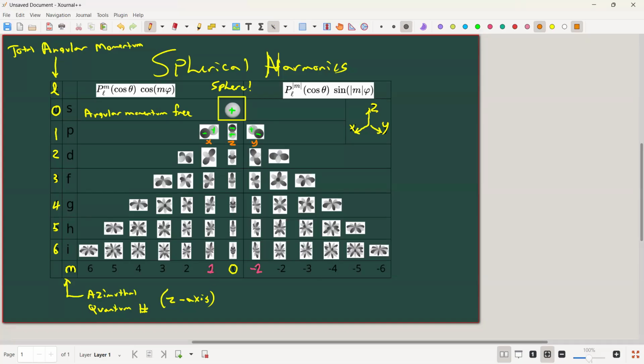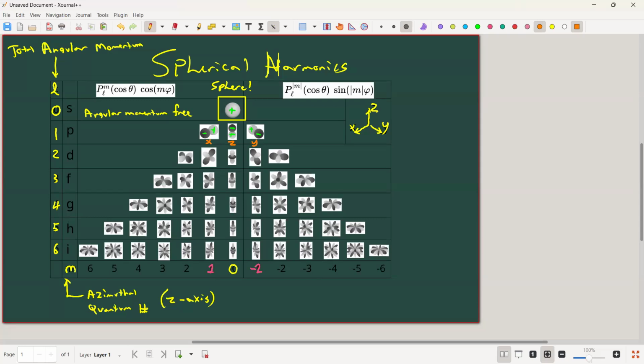And what does this tell me? Well, it tells me that an electron that has 1 unit of angular momentum in the hydrogen atom has a choice and tends to oscillate like a top.